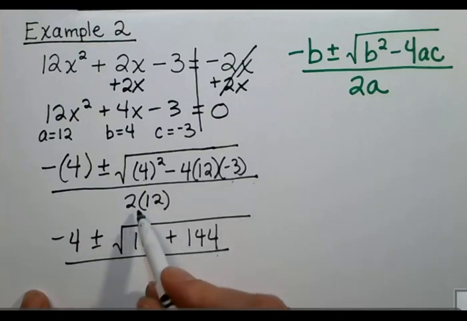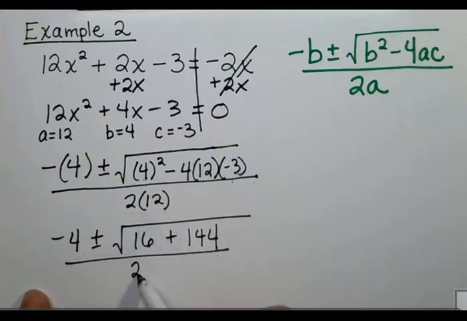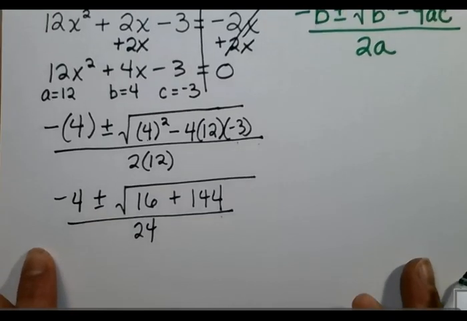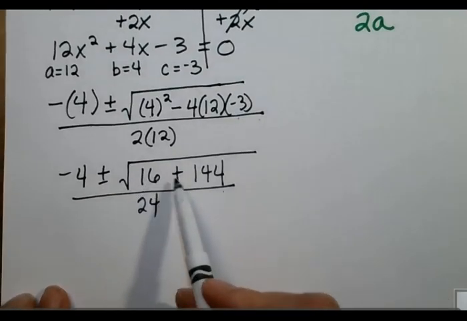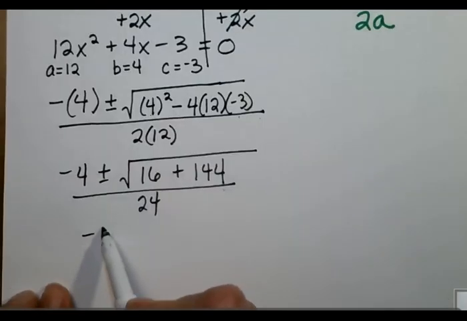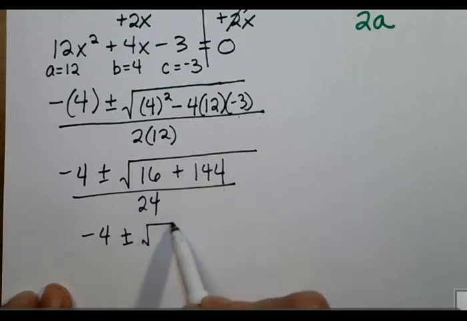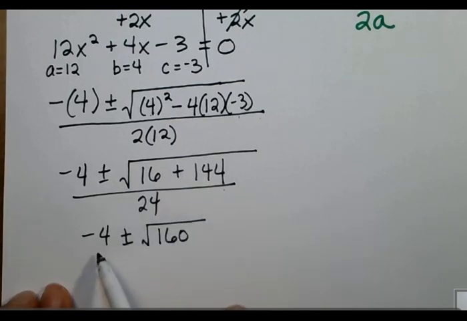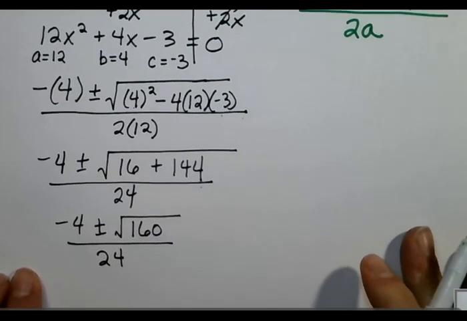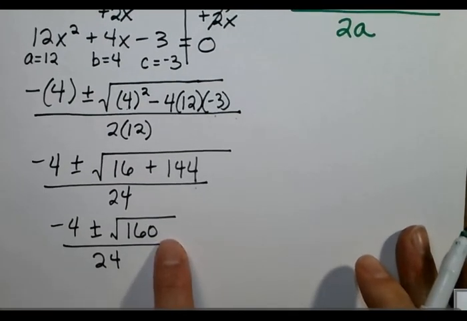All divided by 2 times 12, which is 24. Okay, if I go ahead and add 16 and 144, I get the square root of 160, all of this being divided by 24. Now this radical, I know I can reduce this.